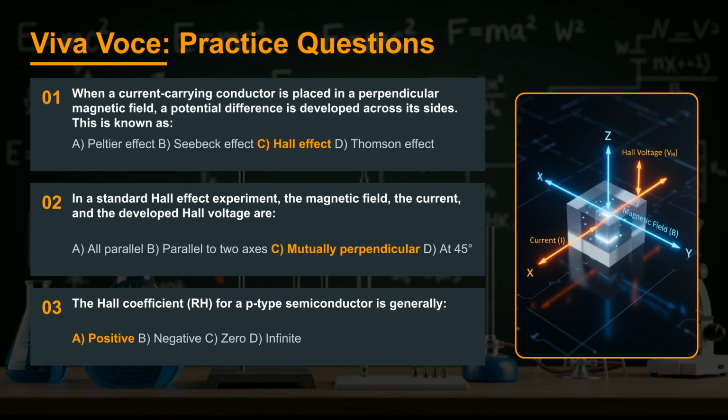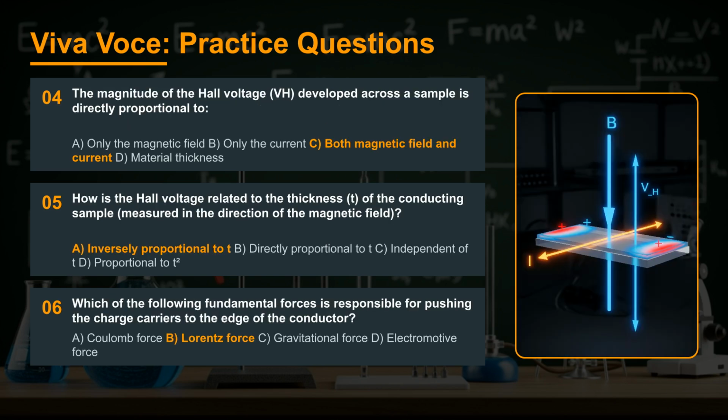Question 1. The generation of a potential difference across a perpendicular magnetic field is known as the Hall effect. Question 2. The magnetic field, current, and Hall voltage in a standard experiment are mutually perpendicular. Question 4. Hall voltage is directly proportional to both the magnetic field and the current. Question 5. Hall voltage is inversely proportional to the sample's thickness.